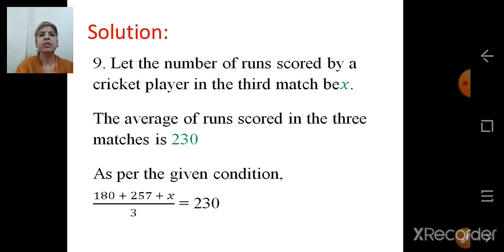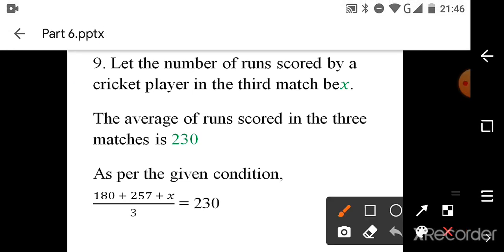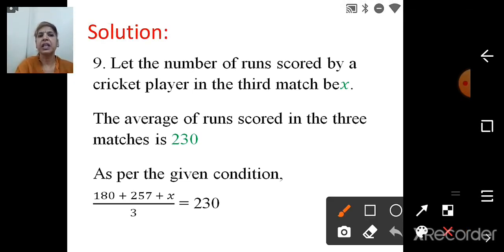Let the number of runs scored by the cricket player in the third match be x. Now the average of runs scored in the three matches is 230. So as per the given condition, what is the formula to find average? You have to take the total of all the items. So here three matches were there. In the first match 180, second match 257, and the third match we don't know, so x, upon the number of matches, which is 3, and that average is equal to 230.